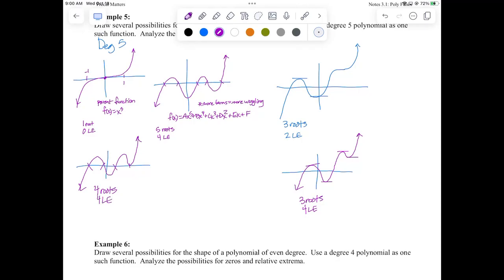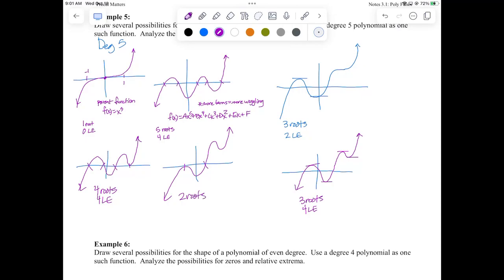So let's see. I've drawn it with 5 roots. I've drawn it with 4 roots. I've drawn it with 3 roots. You think we could draw it with 2 roots? Let's see if we can draw one with 2 roots. 2 roots would be something like this. It would come in and it would bounce once, twice, and do something like that. 1 root, 2 roots. So there's 2 roots.